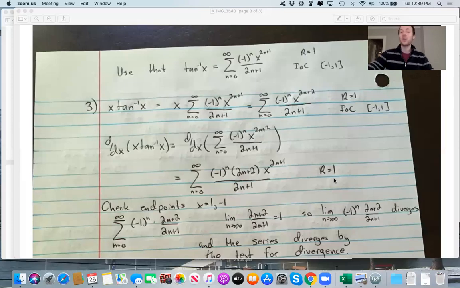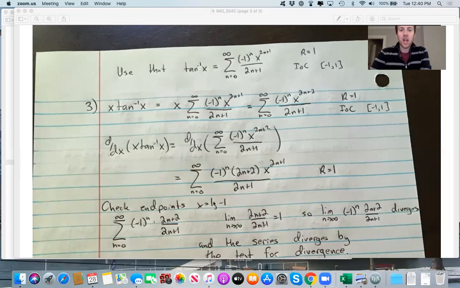So now we need to explicitly check. Our center is 0 because it's just x. It's not x plus something or x minus something. Since it's just x, the center is 0. So the endpoints are 1 and -1, the same endpoints that we have here.